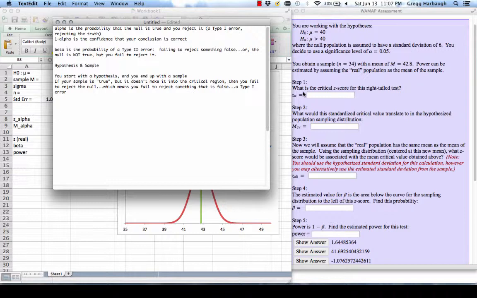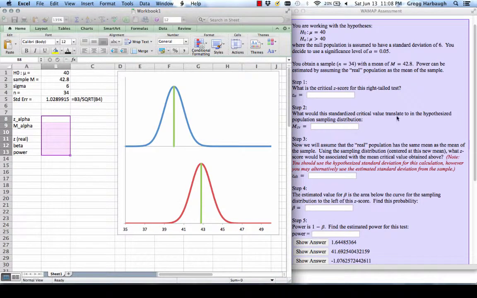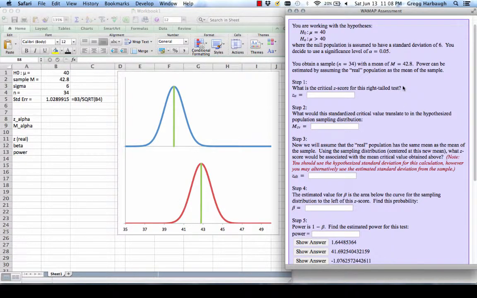Beta is the probability of a type 2 error, that is, failing to reject something that is actually false, or the null is not true, but you fail to reject it. We are going to look at an example of a hypothesis and a sample. You start with a hypothesis and you end up with a sample. If your sample is true, quote unquote, but it doesn't make it into the critical region, then you fail to reject the null, which means you fail to reject something that is actually false, something you would want to reject, a type 2 error.